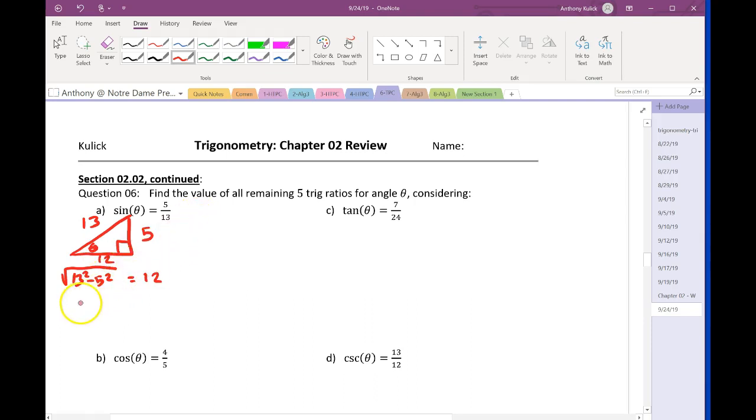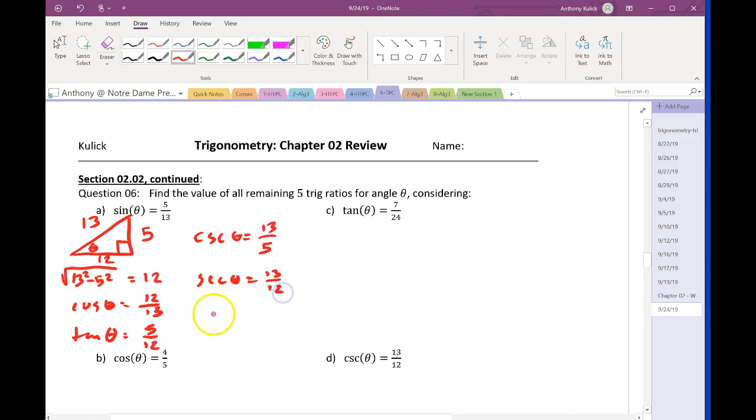So, to fill in the rest of them, cosine theta is adjacent over hypotenuse. Tangent theta is opposite over adjacent. Cosecant theta is the reciprocal of sine. Secant theta is the reciprocal of cosine, and cotangent theta is the reciprocal of tangent.